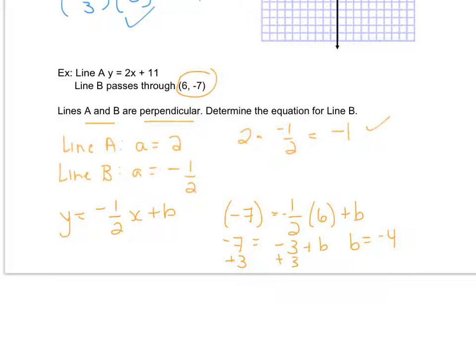So my entire equation of this new line, the line B equation, I'm just going to write it up here in green, is y is equal to negative 1 over 2x minus 4. And if you were to graph that, you would get a positive slope and a negative slope and a 90-degree angle in between where they cross. So those are perpendicular lines.